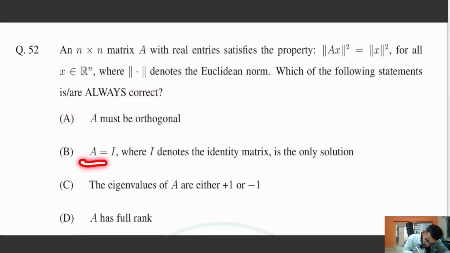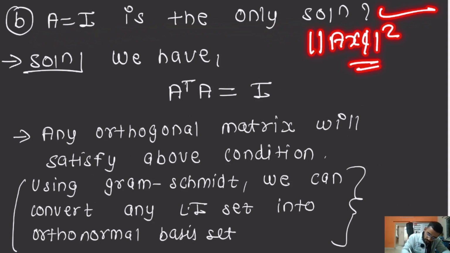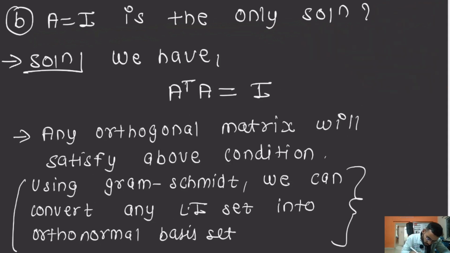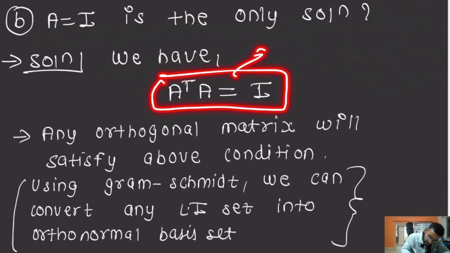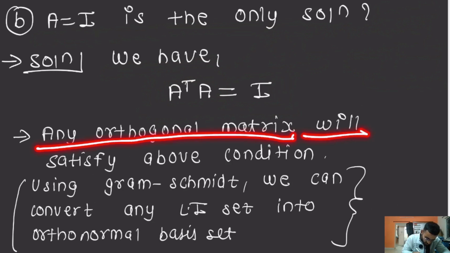Second is that A is equal to I, where I denotes the identity matrix, is the only solution. That we need to find out. So the statement is that A equal to I is the only solution for the given expression, norm of Ax squared equal to norm of x squared. We have A transpose A equal to I, which means matrix A must be an orthogonal matrix, and any orthogonal matrix will always satisfy this condition.